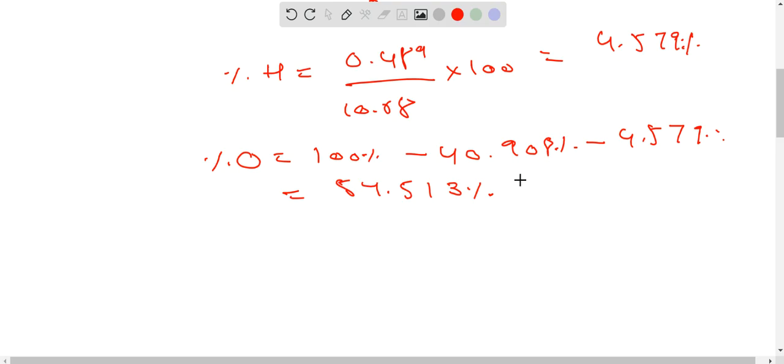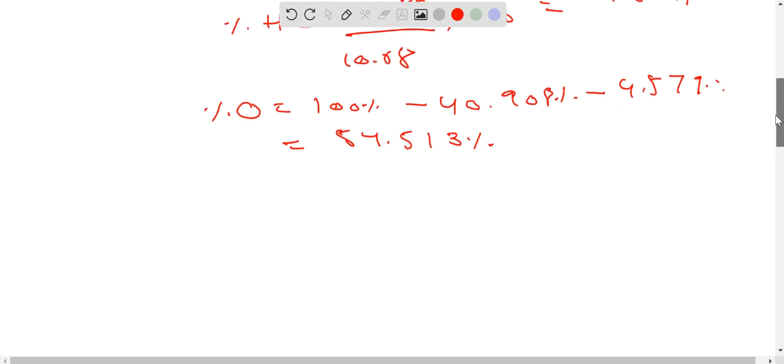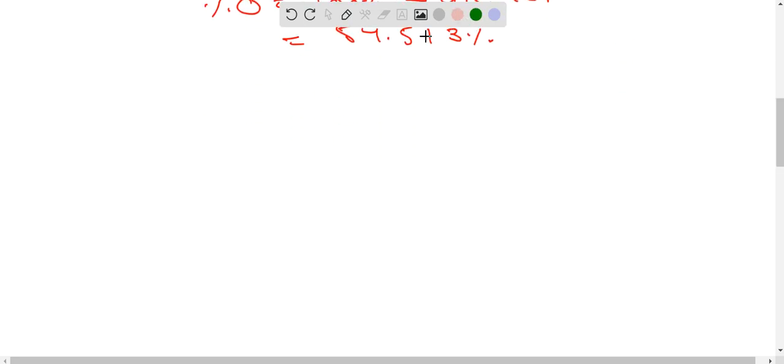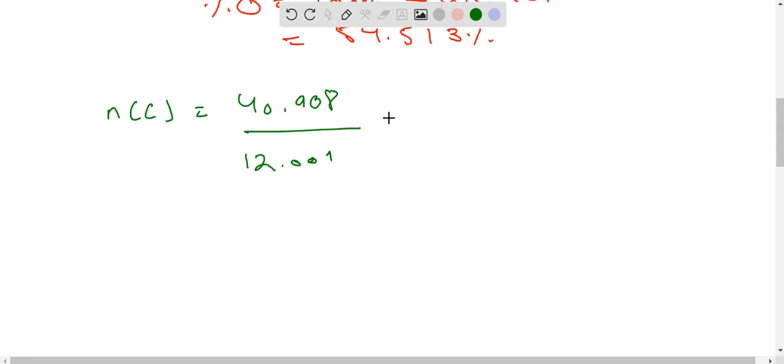Now the empirical formula is the simplest whole number ratio of different types of atoms in a compound. To find the empirical formula, we divide the percentage of each element by its molar mass to get the number of moles, and then find the simplest whole number ratio of the number of moles. So starting with the number of moles of carbon, 40.908 grams divided by the molar mass of carbon, which is 12.001. So the number of moles of carbon is 3.4.